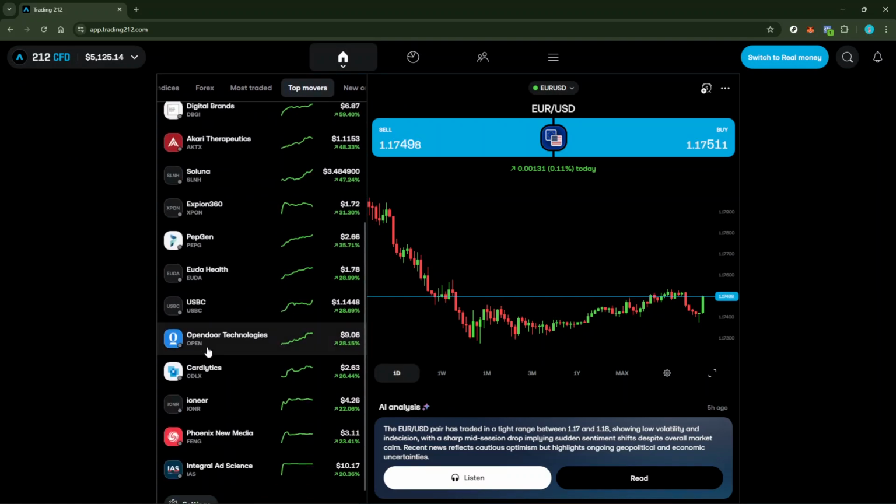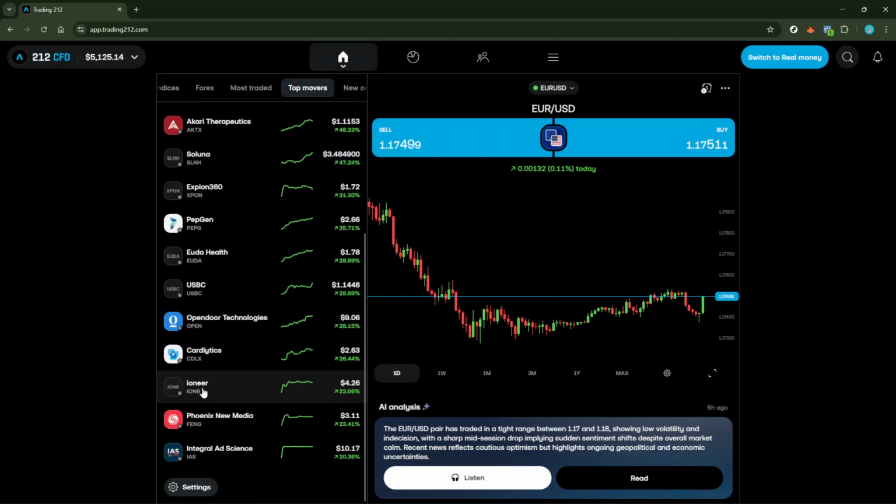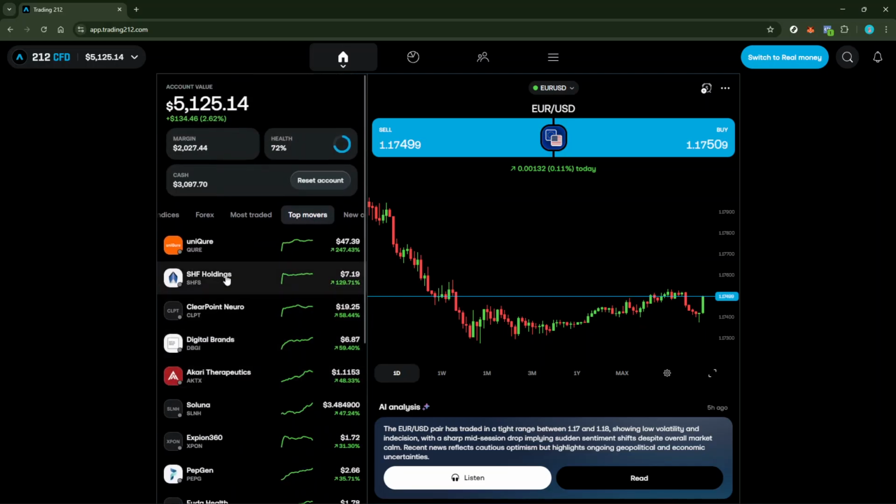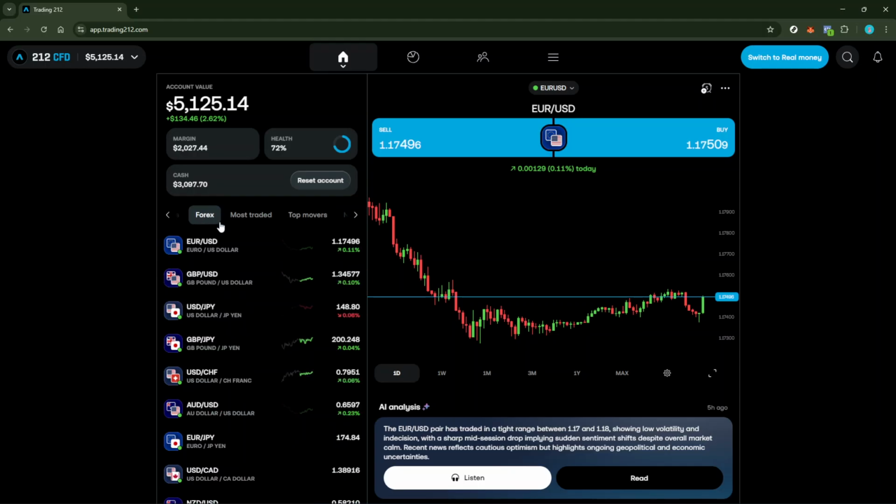Now, look for the buttons that say buy or sell. Depending on whether you wish to purchase or unload an asset, you'll tap the respective button. This action will lead you into the order placement process, where the real decision-making happens.